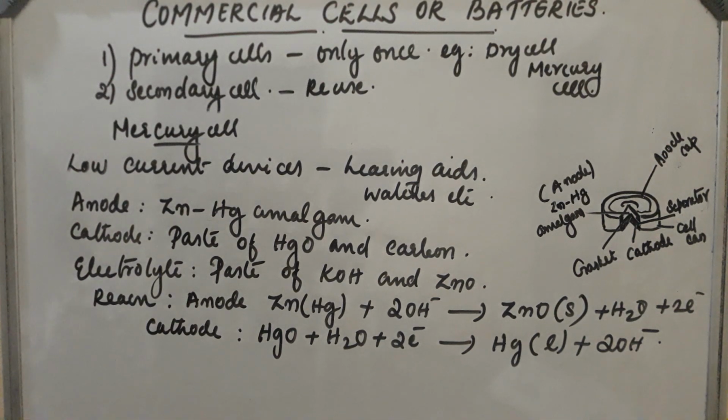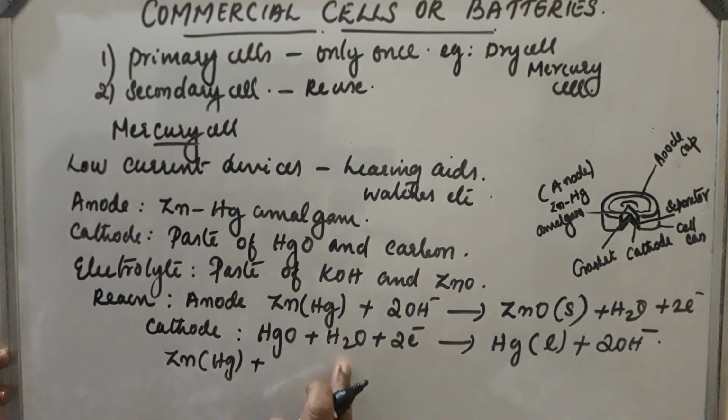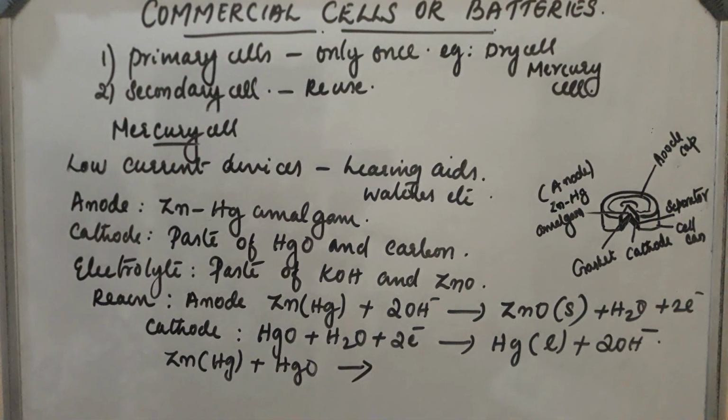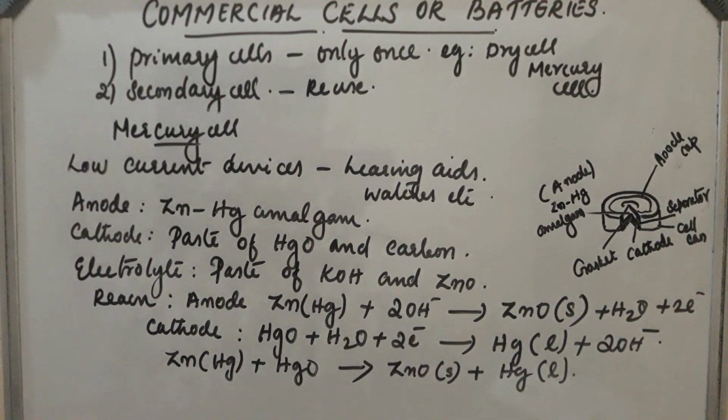The overall reaction, what will be the overall reaction? Zn amalgam, then the present HgO is cancelled and forms ZnO plus Hg. This is the overall reaction. This will be the reaction in case of the mercury cell.